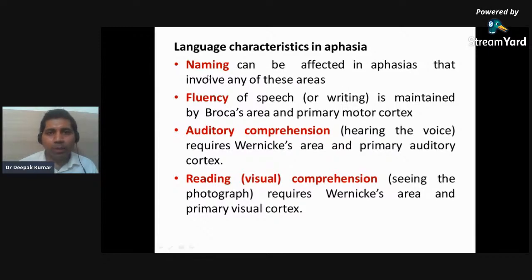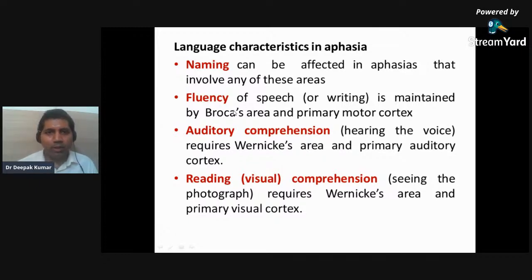One more thing about naming is it is the most common thing that is affected. Like in any dementia cases, what goes off first is naming. Okay, so we are just restricting to discussion under aphasia. So naming is affected in any area involvement, but mild sparing can happen in cases of conduction aphasia and transcortical motor aphasia. Next thing is the fluency of speech.